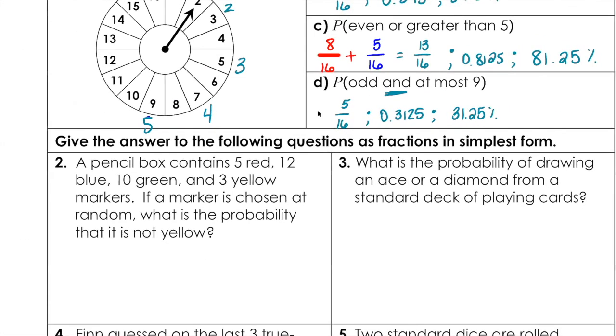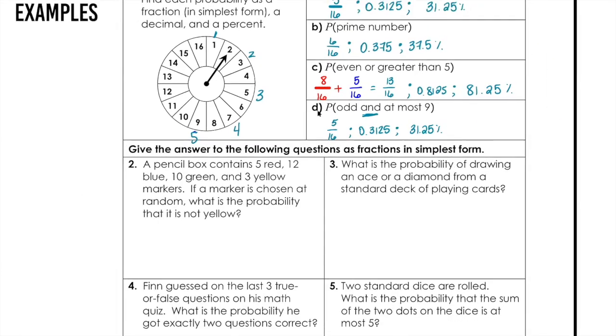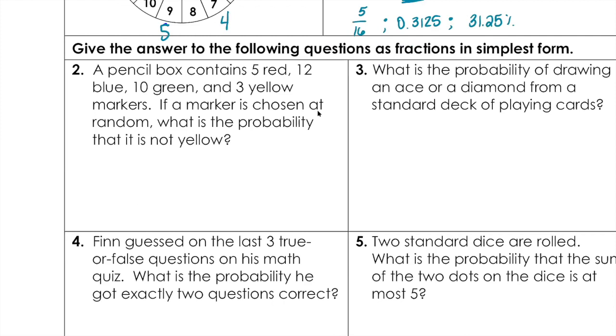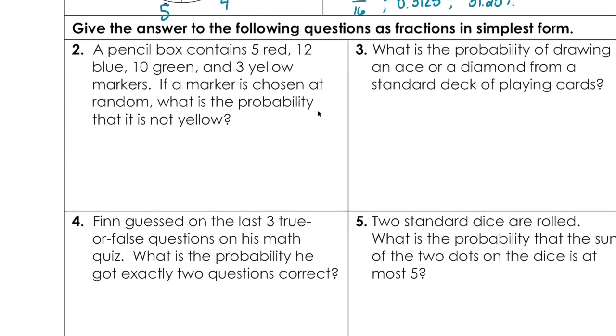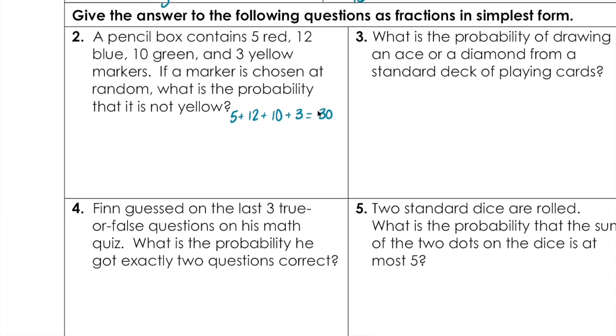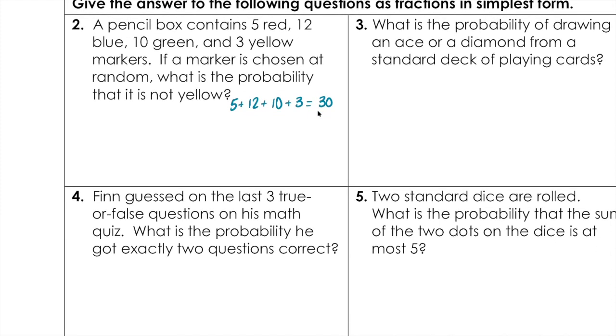I know, a lot of different things, but that's why we focus so much on set theory and making sure that what we were doing was correct and adding everything in there. All right, let's go. A pencil box contains 5 red, 12 blue, 10 green, and 3 yellow markers. So we got 5 red markers, 12 blue markers, 10 green markers, and 3 yellow for a total of 30 markers in the box. Okay, if a marker is chosen at random, what is the probability that it's not yellow? So we're going to take everybody that's not yellow, which includes 27 markers. 27 out of 30. And of course, if that fraction can reduce, we're going to reduce it.